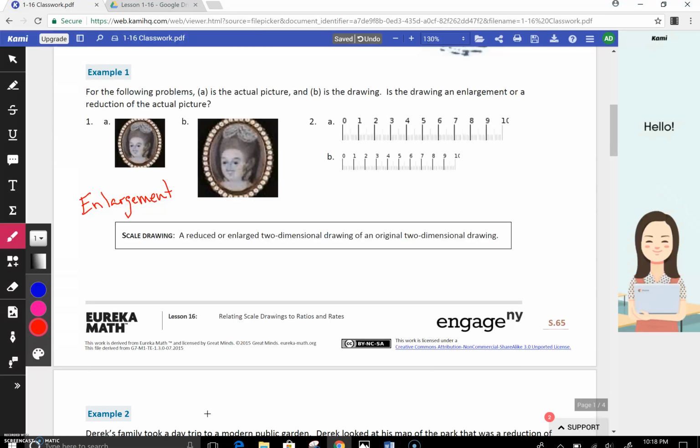And if you look at number 2, we have a ruler. It goes from 0 to 10 in part A. And then in part B, that ruler is shrunk down. Everything about it's the same except its size is scaled down. So this one is a reduction.